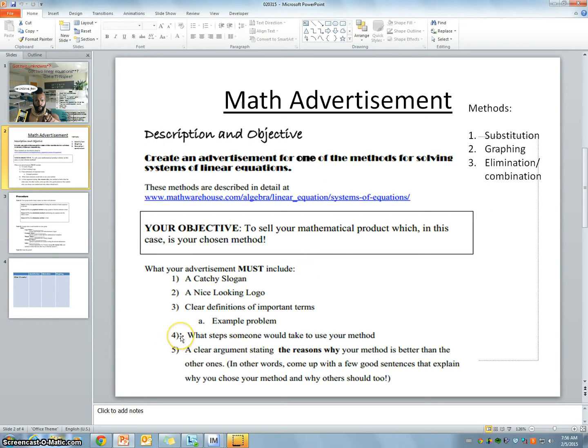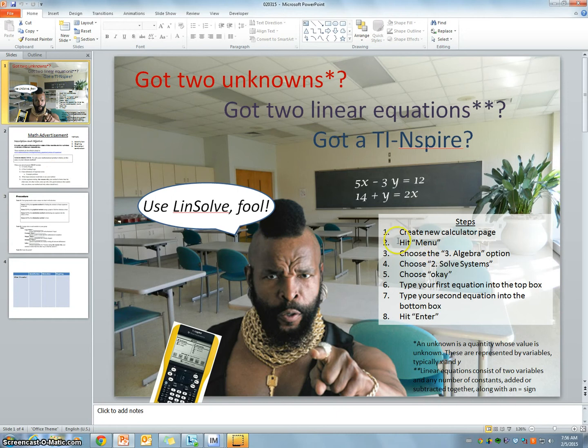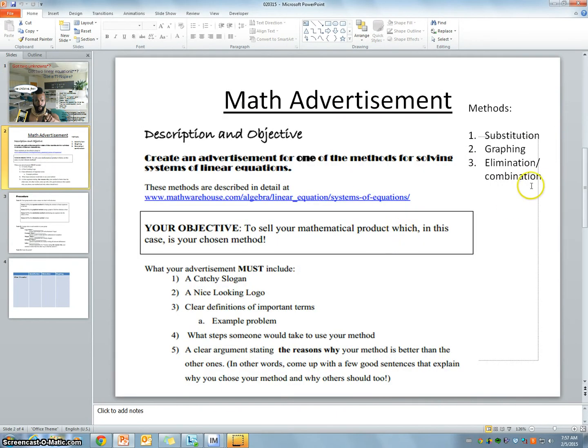Number 4, tell me what steps someone would take to use your method. For Linsolv, I had 8 steps listed here on how to use Linsolv to solve the equation. You will give me the steps for your method.